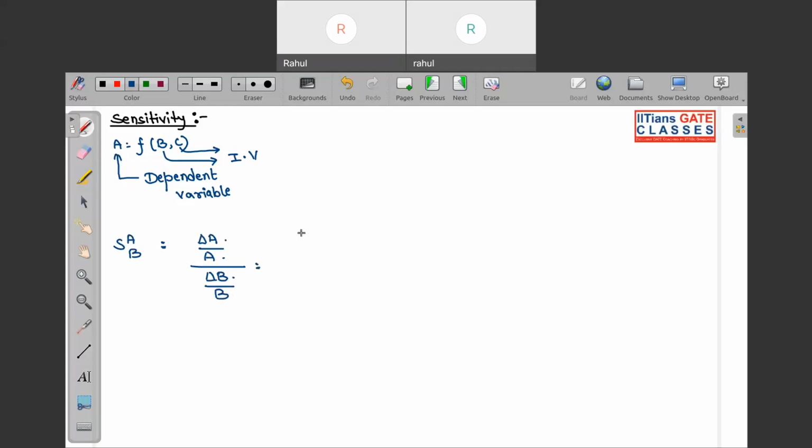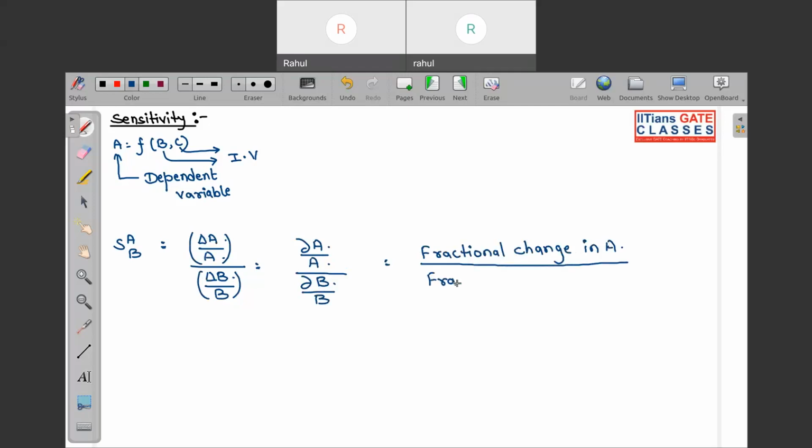I can also define it in terms of partial differentiation, so that will be del A by A divided by del B by B. This is your fractional change in A due to fractional change in B. That is known as your sensitivity of A with respect to B. Similarly, we could define the sensitivity of A with respect to C. That will be fractional change in A divided by fractional change in C, which is equal to del A by A divided by del C by C. This is your sensitivity of A with respect to C.